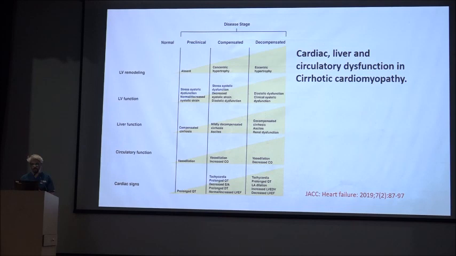Now, this is just a summary of how the LV function, liver function, and the circulatory function progress as the disease progresses from normal to preclinical to compensated and then to decompensated state. So as you can see, in the decompensated state, there can be eccentric hypertrophy, diastolic and systolic dysfunction, complicated with decompensations like cirrhosis, ascites, and HRS. And also in circulatory dysfunction, there can be vasodilatation, decreased cardiac output, along with prolonged QT, LA dilatation, increase in the left ventricular end diastolic volume, and decreased ejection fraction.